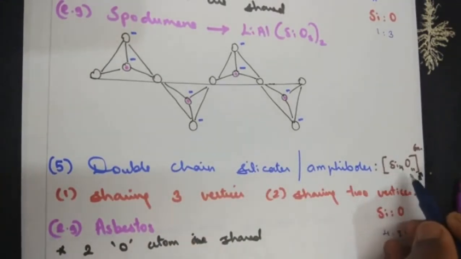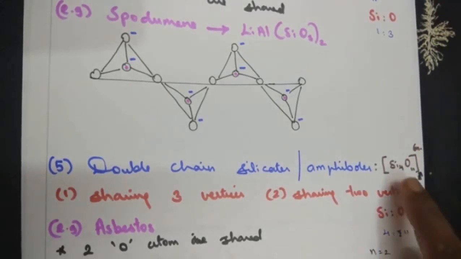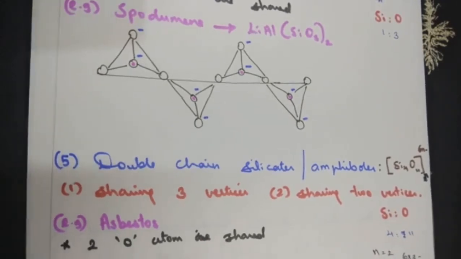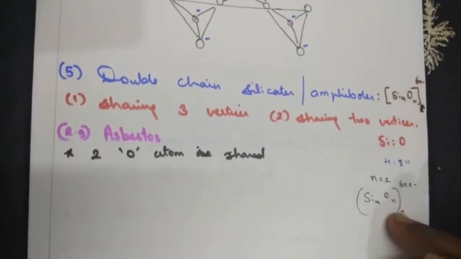Here the unit formula is (Si4O11)n with 6n minus charge. Okay, let's see if you want to work on it. If we take n to be 2, what's the formula given? That is Si4O11, if you take n to be 2, the charge is 6 into 2 minus. Si4, I'm just substituting the n value here.